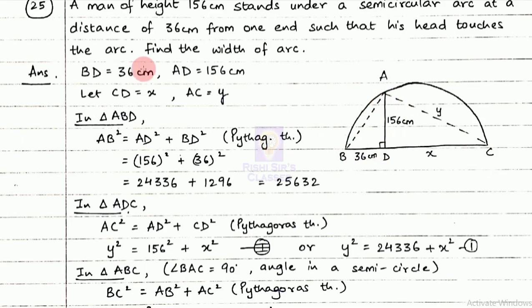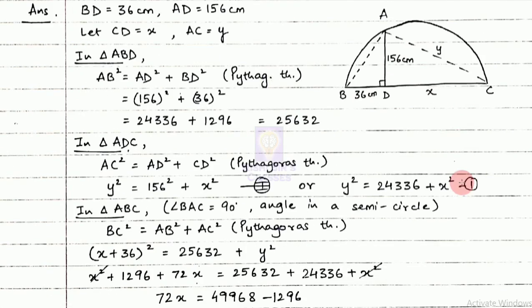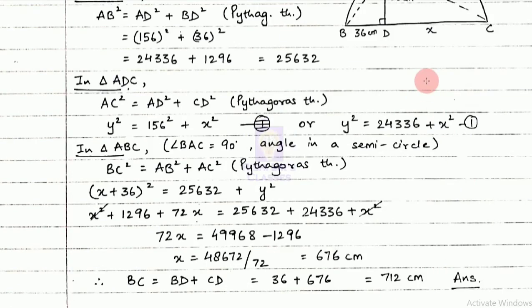So BD is 36 cm, AD is 156 cm, CD we are assuming as X and AC we are assuming as Y. So in triangle ABD we can apply Pythagoras theorem. We can find out the value of AB square. In triangle ADC we can apply Pythagoras theorem. We can find out the value of Y square. After then, in triangle ABC we will apply Pythagoras theorem and then we can find out the value of X. After finding out the value of X, we can find out the value of BC and that will be your final answer.